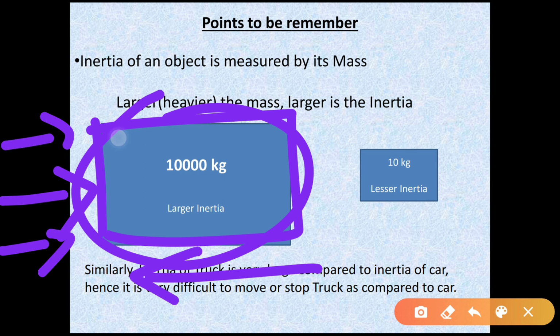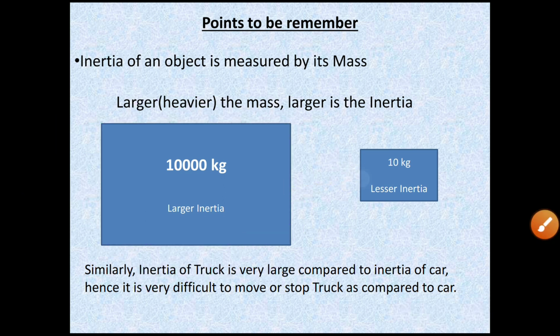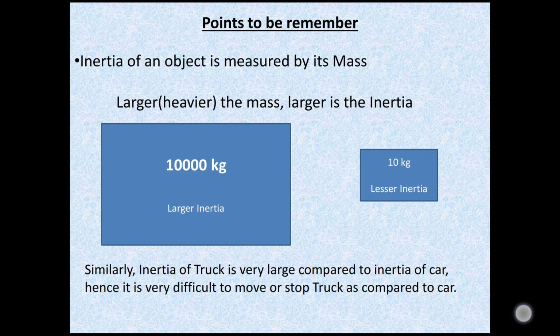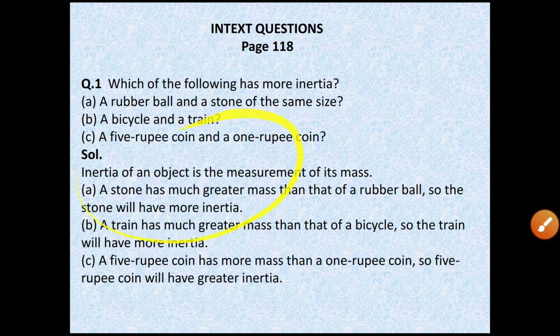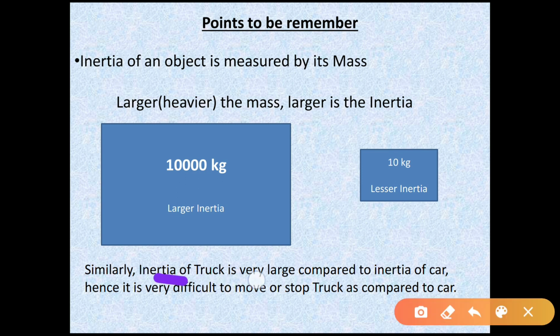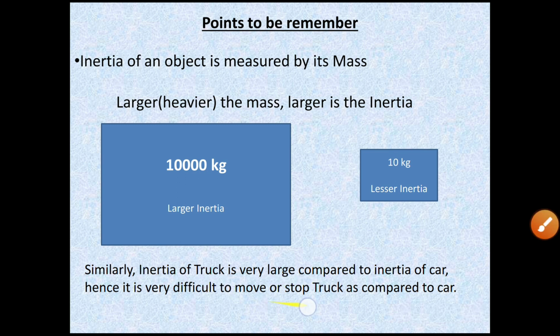Now suppose you try to move a lighter body with the same force you provided to the previous body, then this body will move easily. So we can say the heavier the mass, the larger is the inertia. Another example: inertia of a truck is very large compared to a car. Hence it is very difficult to move or stop the truck as compared to the car.